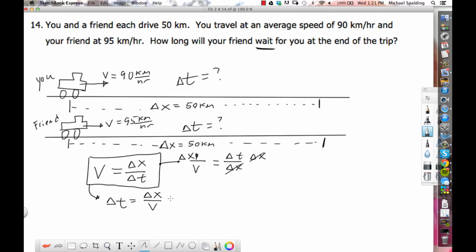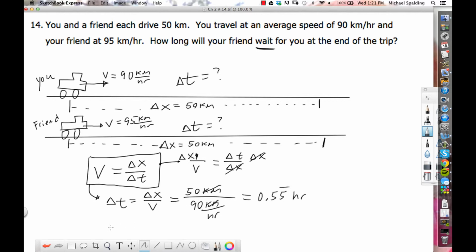So using this equation, how much time would it take you to do the journey? You're going to go 50 kilometers. That's the delta x. For you, the velocity was 90 kilometers per hour. The kilometers cancel out, so the answer is going to come out in hours. And this is 0.55 repeating hours.